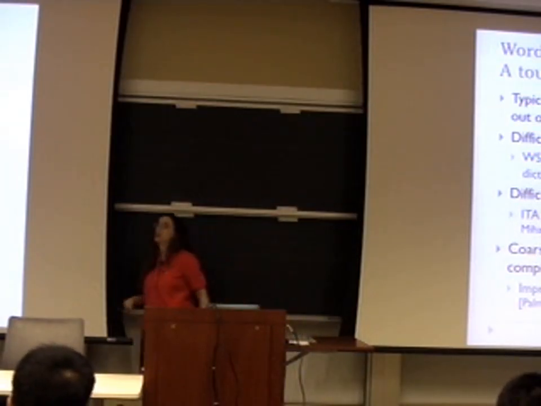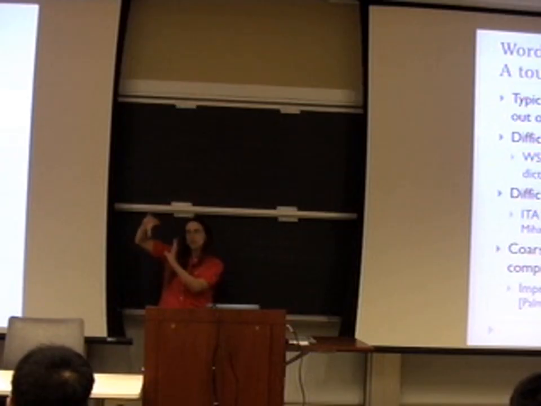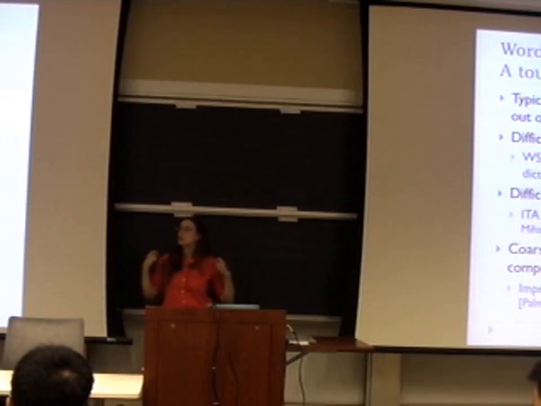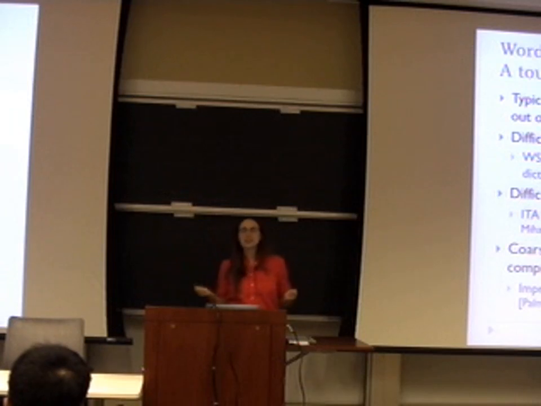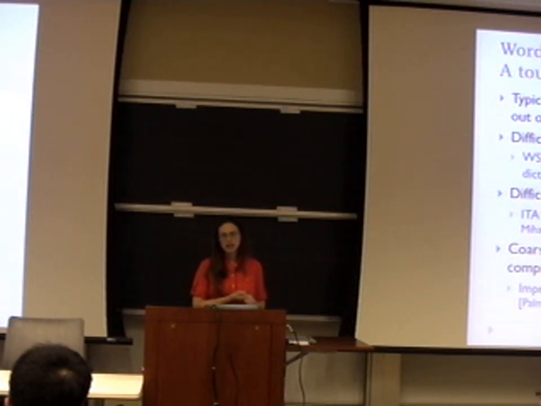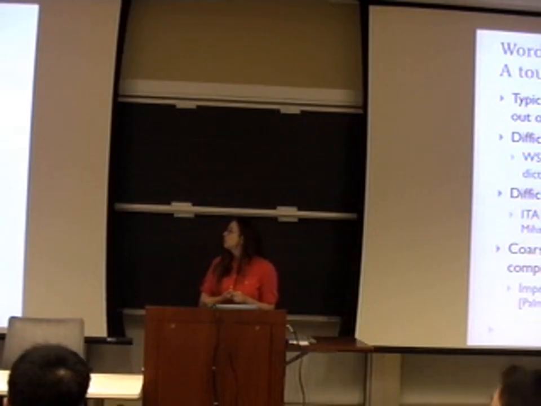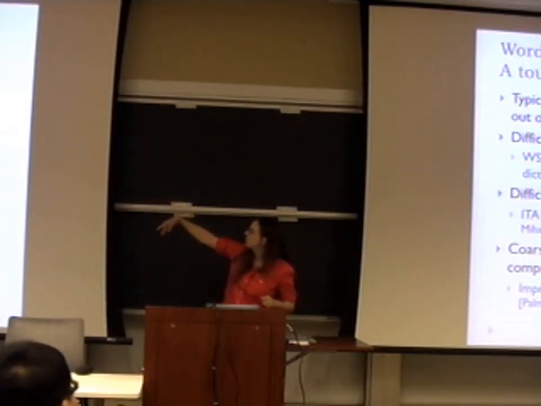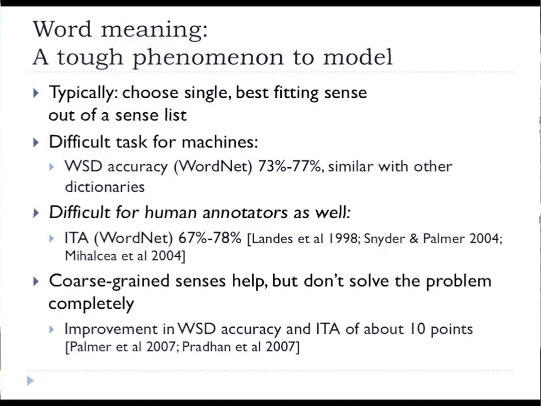So a typical way of handling word meaning is you get this list of dictionary senses, say from WordNet or OntoNotes, or pick your favorite dictionary, and for each occurrence of the word, you pick one sense out of that list. But this is a task that is difficult for machines. If you look at accuracy of word sense disambiguation, which is still for WordNet in the range of around 75%, similar with other dictionaries. And it's also a task that is difficult for human annotators.